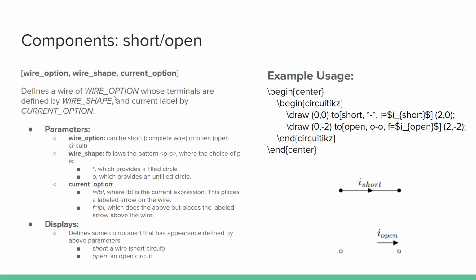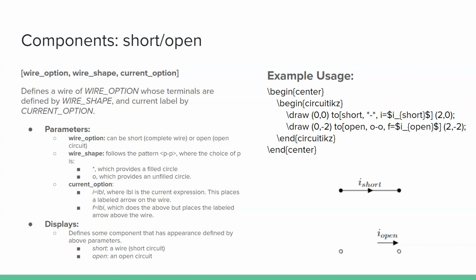Such a component defined by a bracketed list, once again, defines a wire of a specific option whose terminals, which means whose ending points, are determined by this parameter wire shape. The current label, or the arrow mark of the current and its label on the wire that you will see, is defined by another optional parameter here called the current option. So the wire option here can be two words. It can be many more words, but for now we'll introduce two.